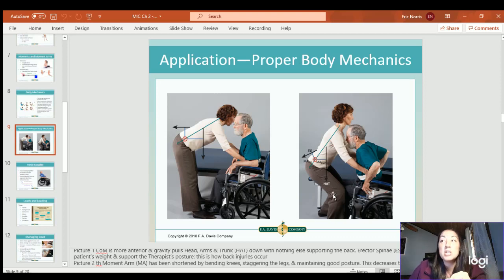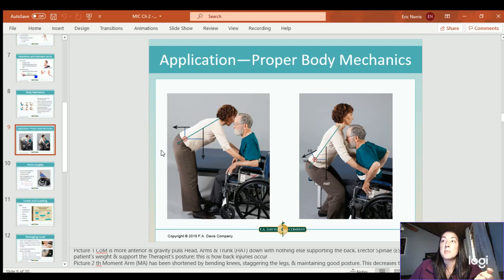And then bend your knees and keep your back straight. So the movement comes more with your leg muscles, which is a larger muscle, less likely to get injured, than with your back. But also look at the moment arm, because gravity's pull is now so much closer into her body based on her base of support.